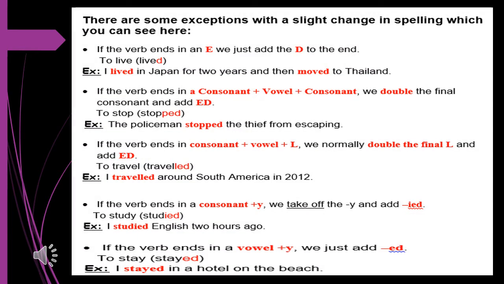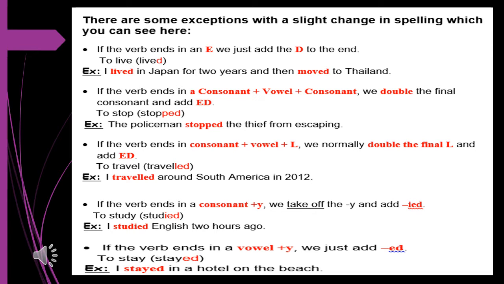Here, there are some exceptions. Not only just put ed, no. If the verb ends with e, I just put d, like live, lived, move, moved. And if the verb ends with consonant, vowel, consonant, we double the final consonant and add ed. So like stop: B consonant, O vowel, and T consonant. So we double T, the consonant letter, and put ed, the last one, like stopped.